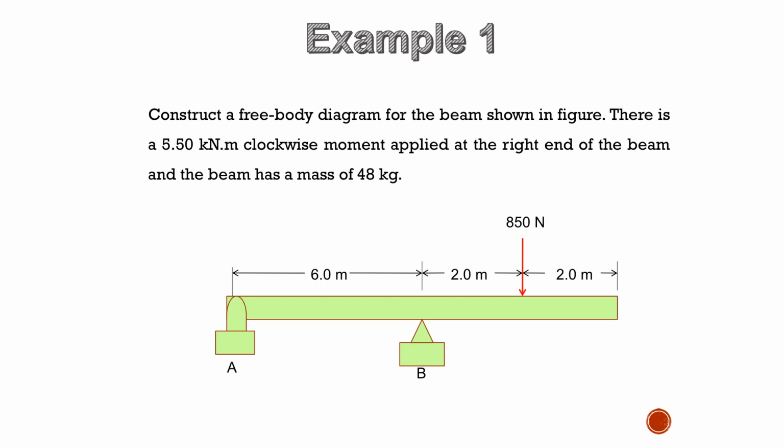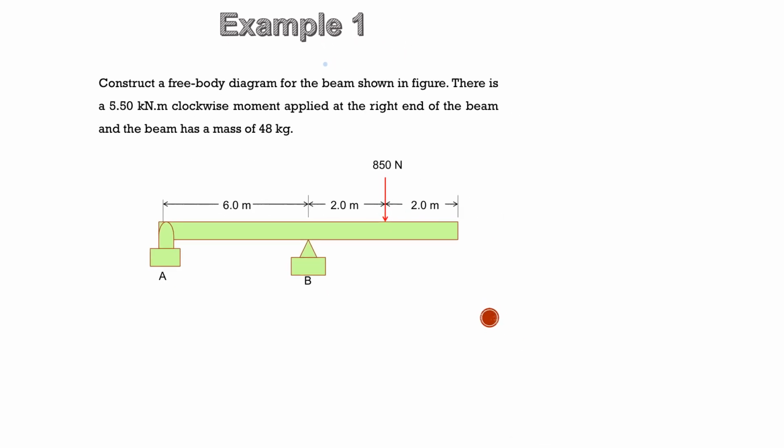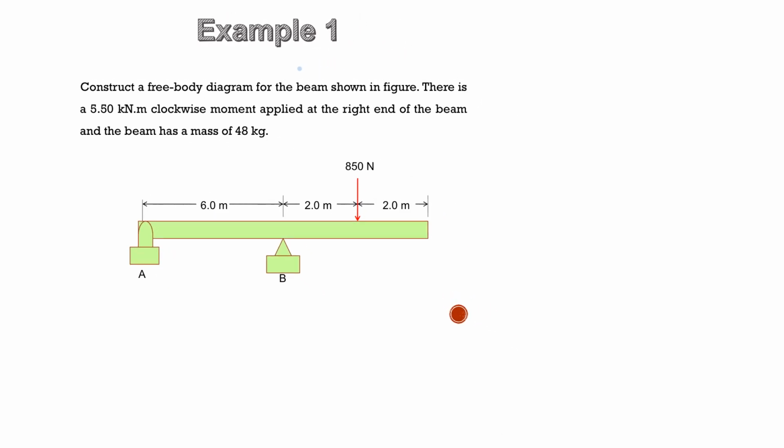Okay, so let's start with the first one when it comes to the calculations. The question asks you to construct a free body diagram for the beam shown in the figure. There is a 5.50 kilonewton meter clockwise moment applied at the right end of the beam. The beam has a mass of 48 kilograms. For this one, I just want to cancel this question first, because I'm going to show you step by step. We do the simple question first, and after this we are going to proceed with the hardest part.